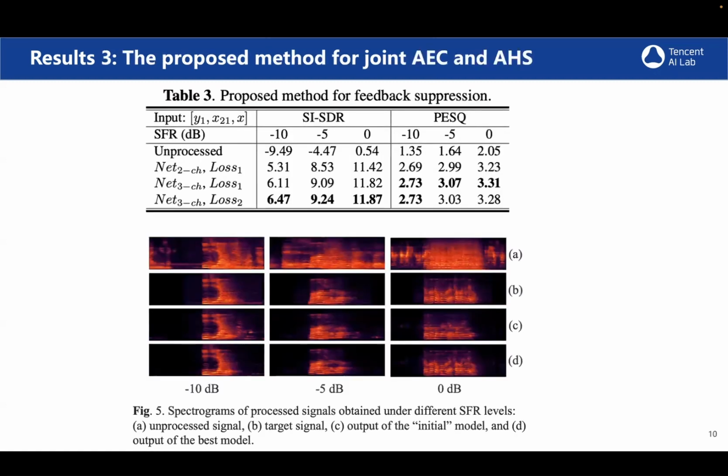We combine the findings made through exploration regarding inputs and loss function and train a model to achieve the best feedback suppression performance. The results are shown in this slide. The performance comparison results presented in Table 3 demonstrate that using net 3 channel results in better performance than using net 2 channel, and employing the modified loss function, which is loss 2, could further improve playback attenuation performance.